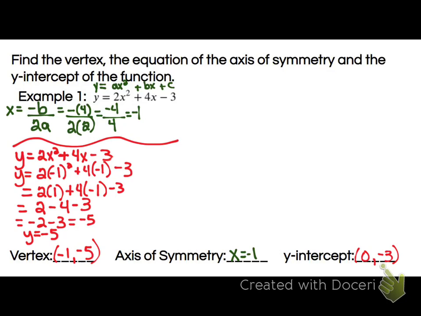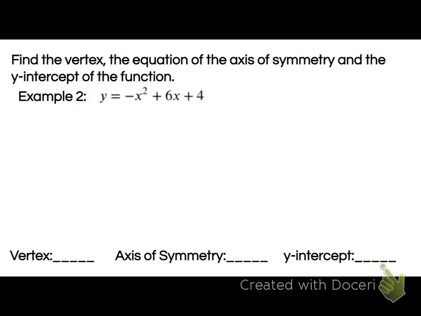Okay. I know that was a little rocky. That's okay, because we're going to do another example. Do we all have this down? All right. Let's take a look at example number 2. We're doing the exact same thing, going through the exact same process.